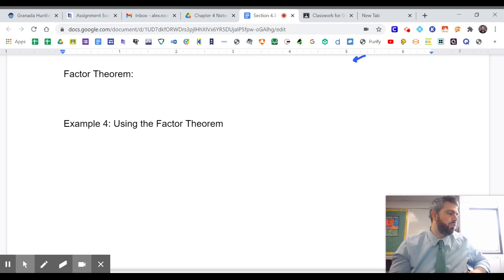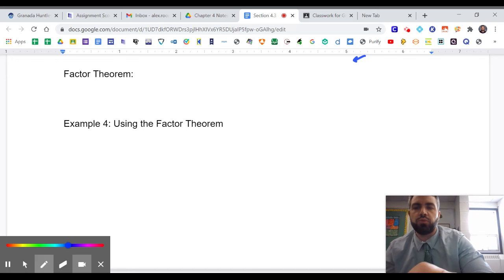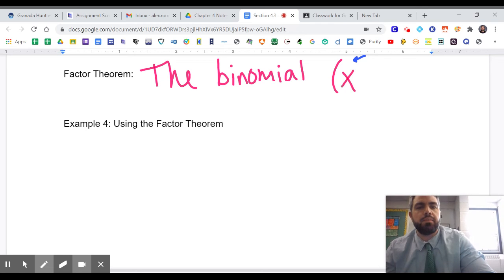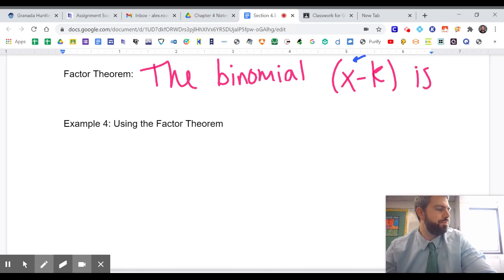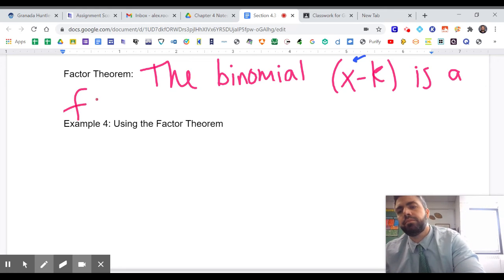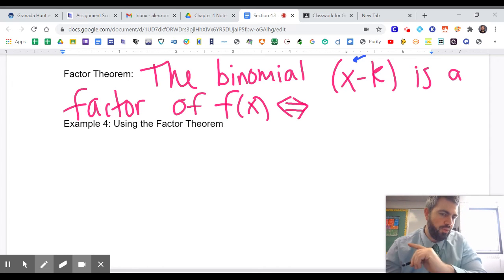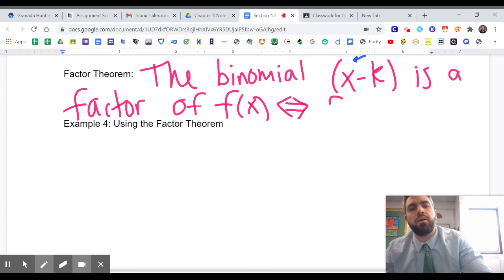It basically says this. Okay, so here's word for word what it is. It says the binomial. Remember, binomial means two terms. The binomial x minus k is a factor of f of x if and only if. Okay, so here's the symbol for if and only if, an arrow going both ways. If and only if f of k equals 0.